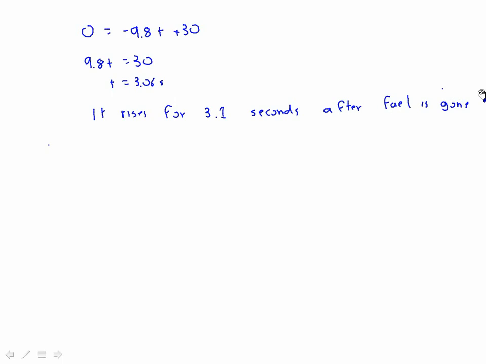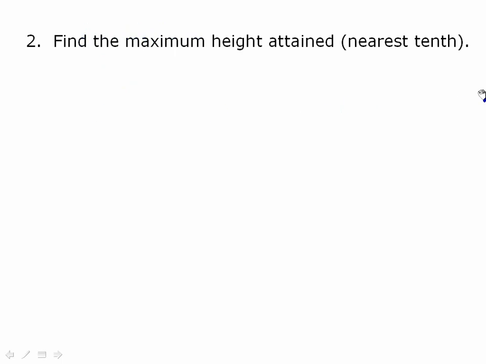Now for the next part of the question, find the maximum height attained. We have to note that it's a distance, a position question. So this means that we have to get the next derivative, or excuse me, the next antiderivative. So we know that the velocity function looks like this, and that happens to be equal to the derivative of the position function and equal to negative 9.8t plus 30.